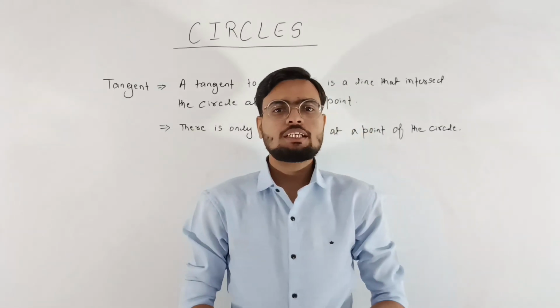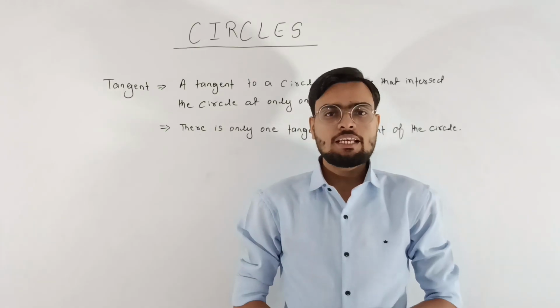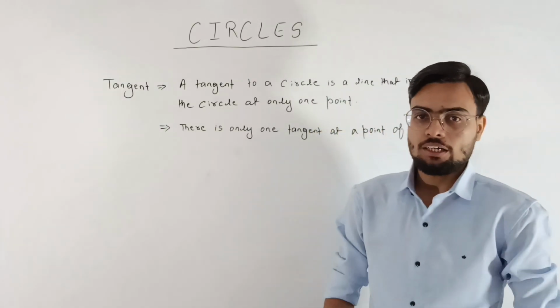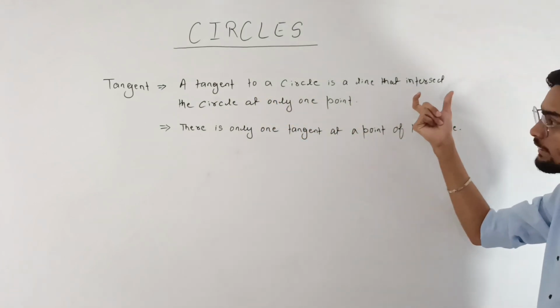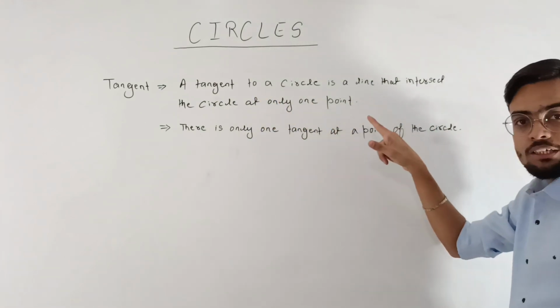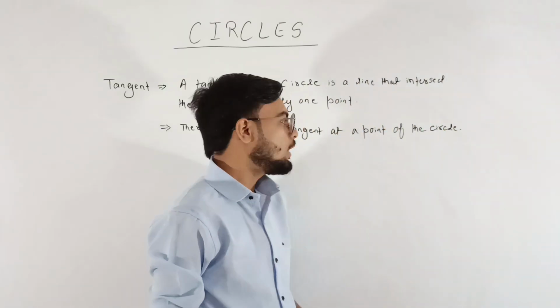Now, first we see what is a tangent of a circle. So look, tangent is what? Tangent is a line which intersects a circle at only one point. Look at the definition. A tangent to a circle is a line that intersects the circle at only one point. So tangent is a line which intersects the circle at only one point.